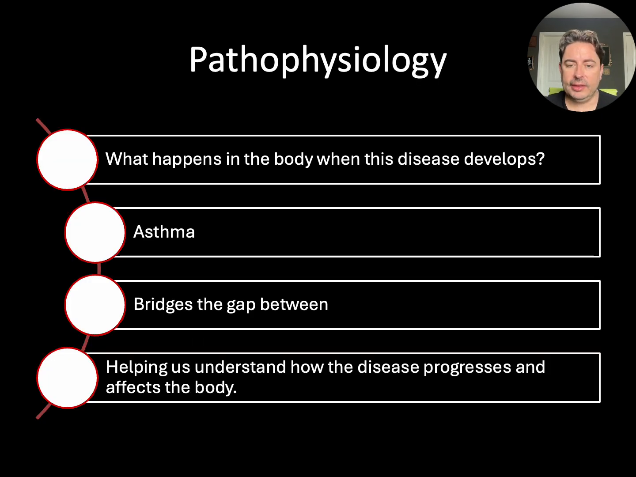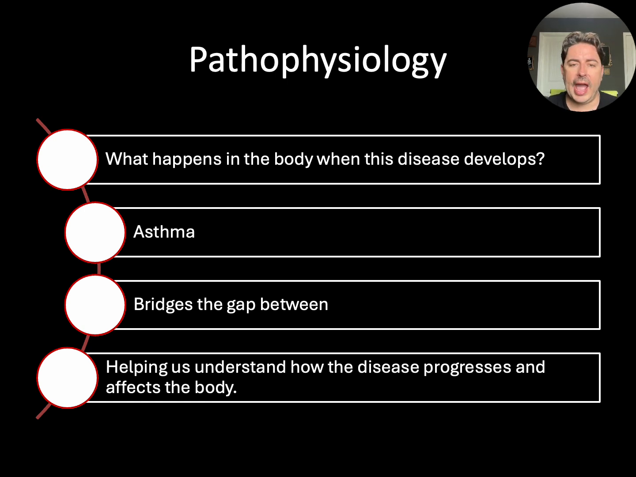When we look at pathophysiology, well, patho is a term that's describing the biological and physiological processes. So when we look at pathophysiology, this is a term that describes the biological and physiological processes that occur in response to a disease or a condition. In simple terms, it's what happens to the body when a disease develops.